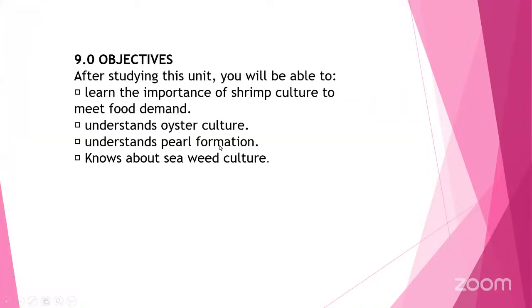Now, what are the objectives of this chapter? After studying this unit, you will be able to learn the importance of shrimp culture to meet food demand. You will understand oyster culture, how it is done, and you will also learn pearl formation, how pearl culturing is done, and we will know about seaweed culture also.